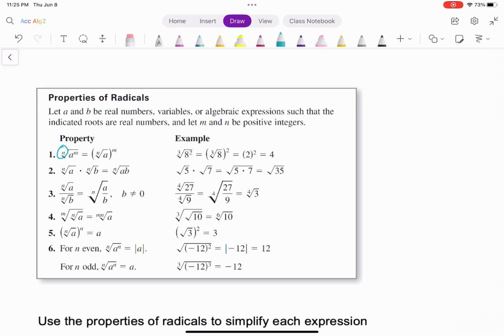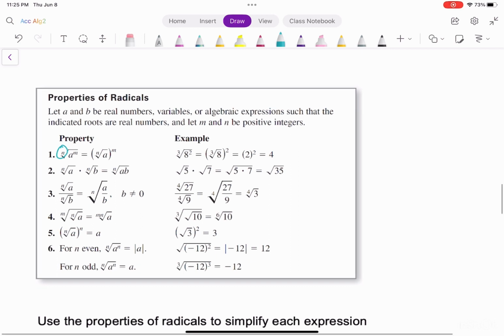The index, n is the index. When nothing is written for the index, if it is just the square root, we take it as the square root, we take it for granted. Now, when the indexes are the same, I can combine the two radicals together, either in multiplication, or in number 3, we are dividing them, a over b, because the indexes are the same.